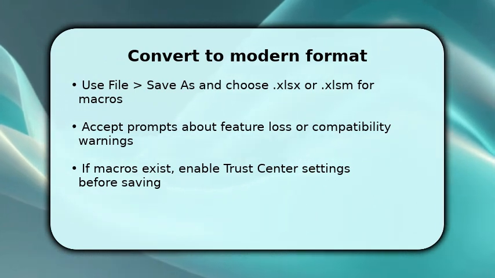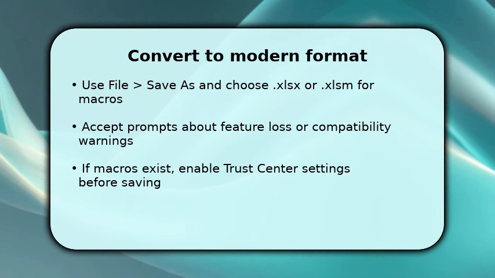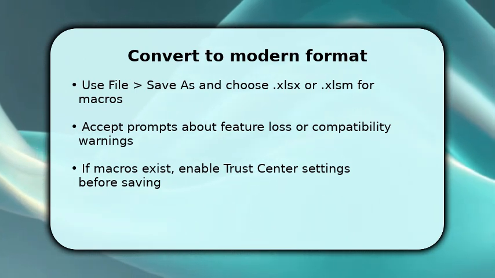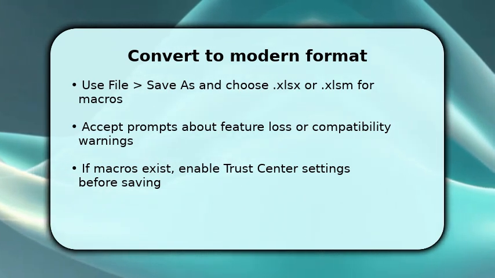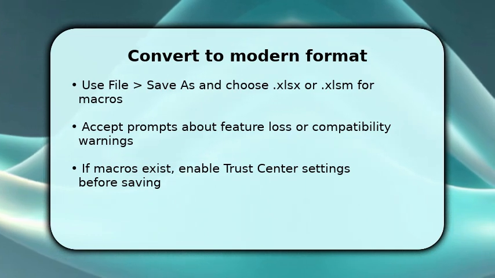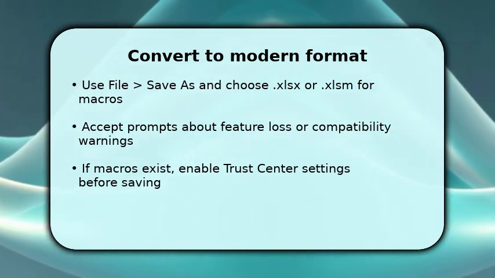If you see prompts about macros or active content, make sure Trust Center settings allow saving and prefer XLSM when macros must remain. Once saved, reopen the new file to confirm everything displays and functions as expected.